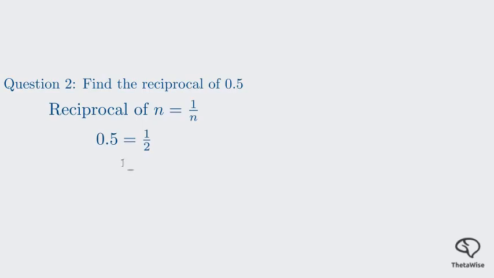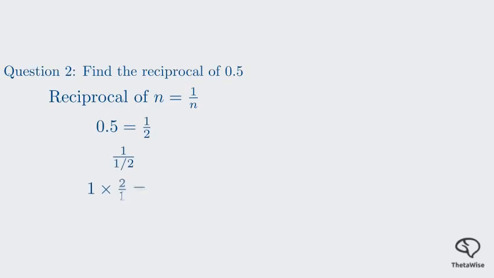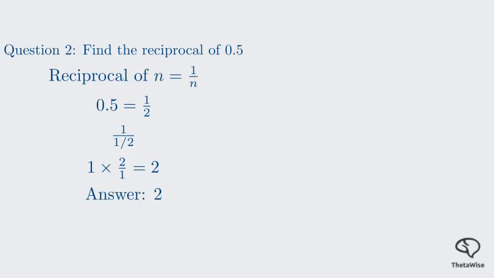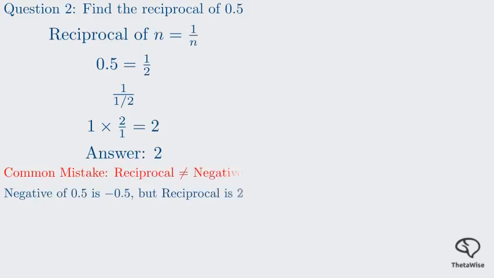Question 2 asks us to find the reciprocal of 0.5. The reciprocal of a number is simply 1 divided by that number. To make this easier without a calculator, let's write 0.5 as a fraction. So, the reciprocal of 1/2 is 1 divided by 1/2. When we divide by a fraction, we multiply by its inverse. We flip the fraction upside down. The final answer is 2. Common mistake: thinking the reciprocal is the same as the negative of the number. The negative would be minus 0.5, but the reciprocal is 2.